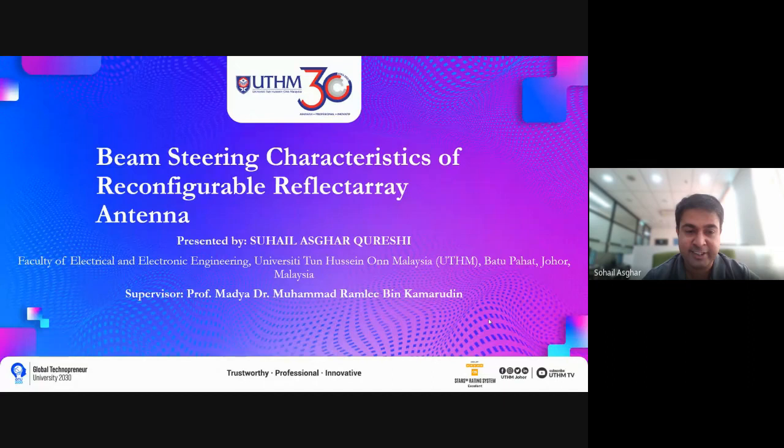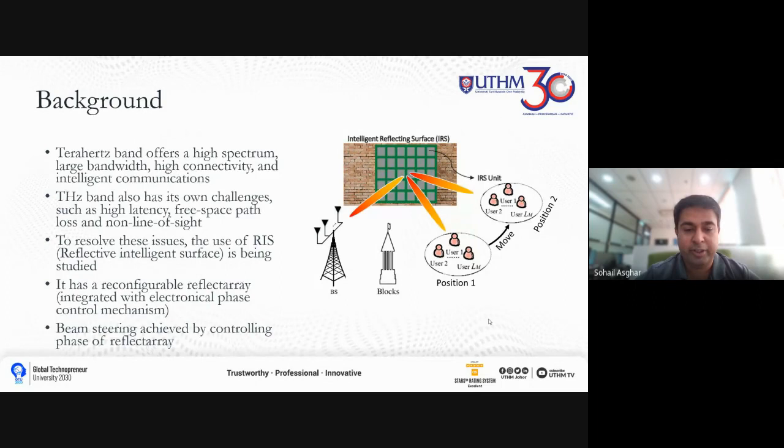So, coming to the background, why I have chosen this topic. We know that 5G applications have been announced recently and are currently being deployed, but they also face challenges in development. When we move to the future, 6G also has some of the same challenges: path loss, no line of sight communication, signal fading, and low signal to noise ratio. To avoid those issues, RIS has been proposed.